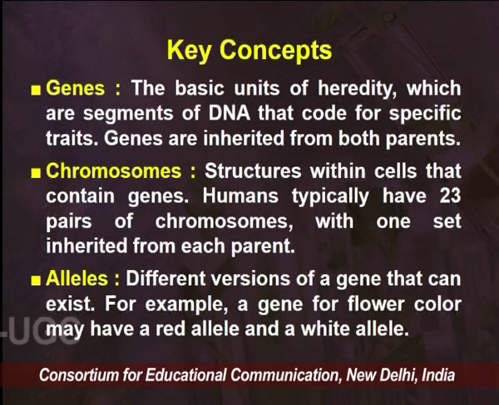Chromosomes. Chromosomes are the structures within the cell that contain genes, and humans typically have 23 pairs of chromosomes, that is 46, and one set is inherited from each parent. That is, we receive 23 chromosomes from our mother and 23 from our father. So, we are a mixture of both of those traits. And sometimes you must have heard that you look like your father or you look like your mother, because whichever parent's genes are more dominant will affect your physical appearance as well.